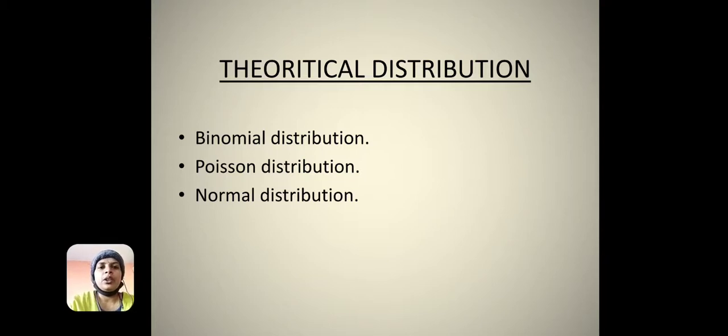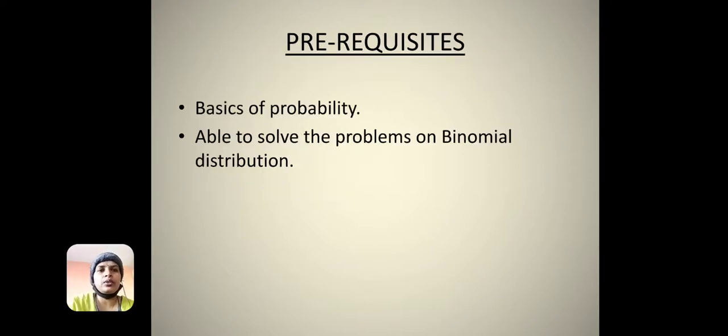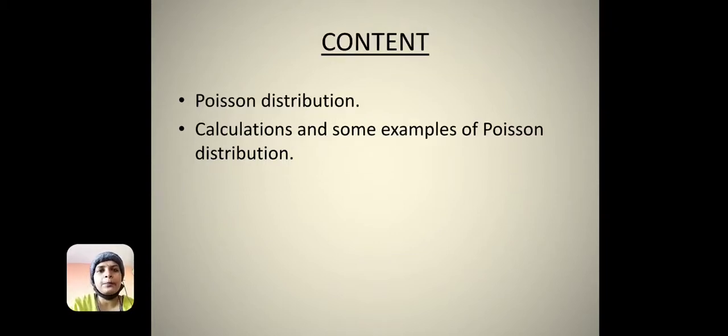We have basically three distributions: binomial distribution, Poisson distribution, and normal distribution. Binomial and Poisson distributions are discrete distributions, and normal is a continuous distribution. The prerequisite for this is that you should know the basics of probability and the binomial distribution.